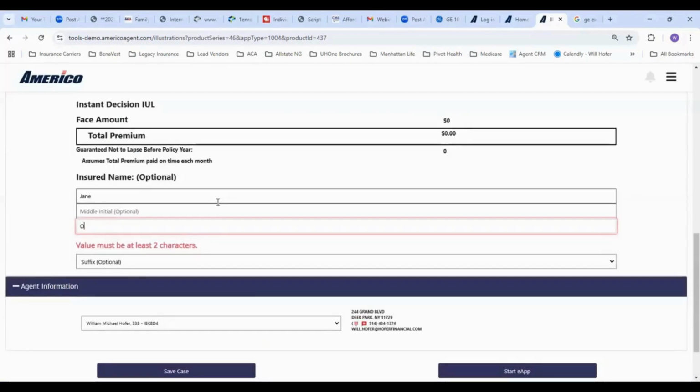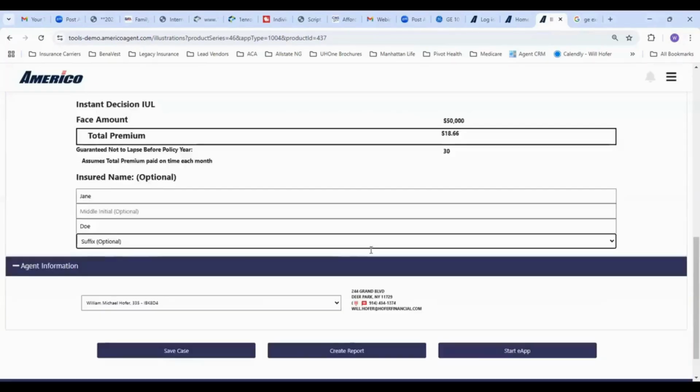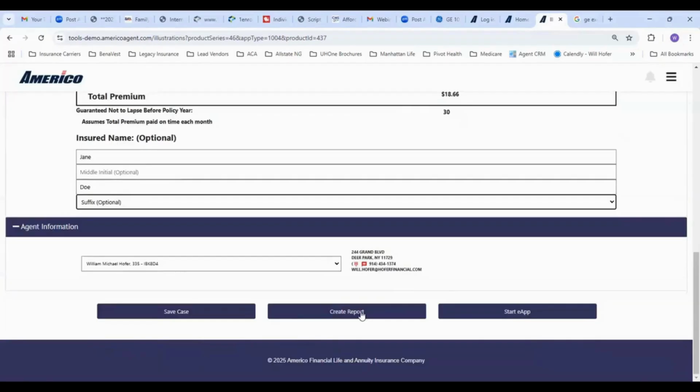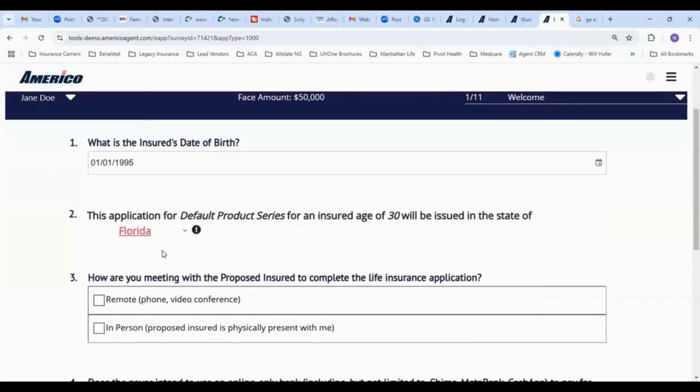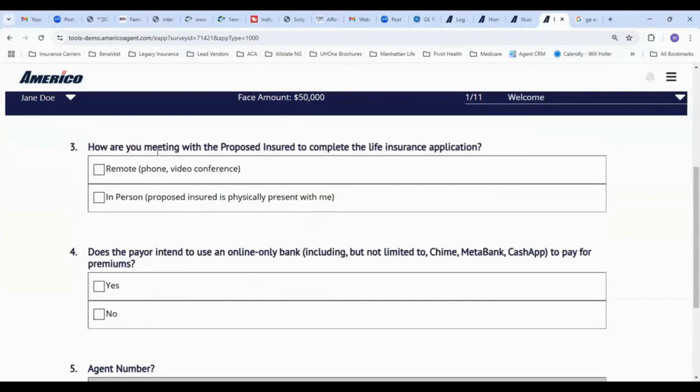All right. So we're going to set up Jane Doe in a minute. And here you can create a report or start an e-app. We're going to go ahead and start an e-app. Okay. I think it's 1995 to be exactly 30. Okay, we're doing Florida. Okay, this is going to be remote.